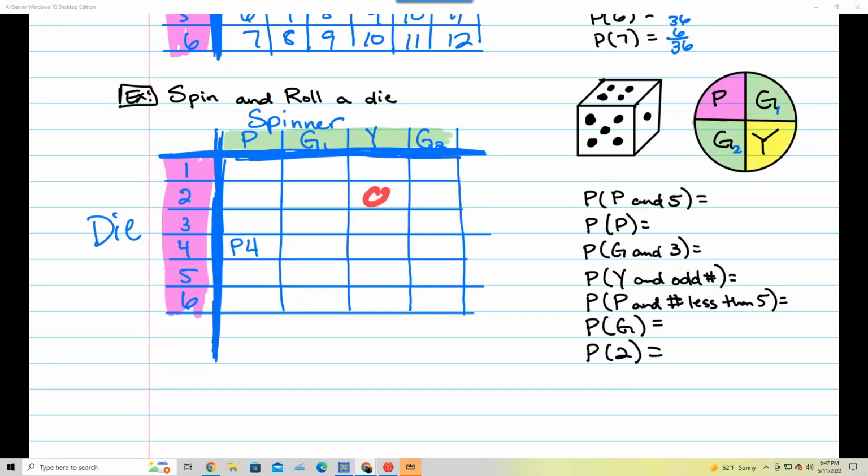That means this one. What would we call this one? Well, that means I spun a yellow and I rolled a 2. So I'm going to call it Y2. The weird one is going to be this one. How am I going to call this one? Well, I landed on the first green spot and I rolled a 3. So I'm going to call it G13.